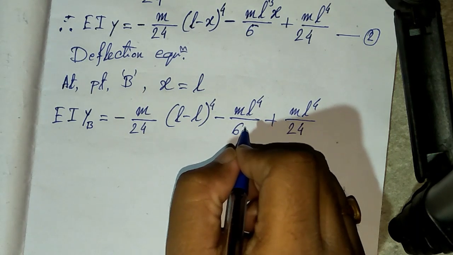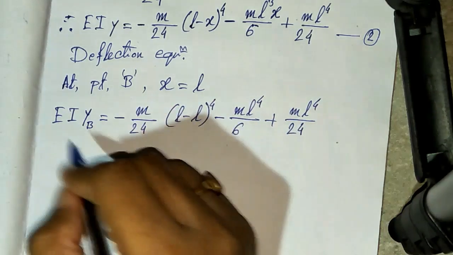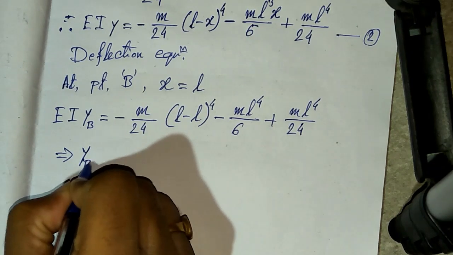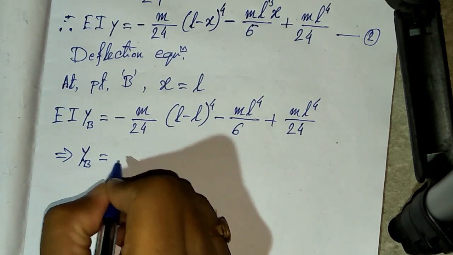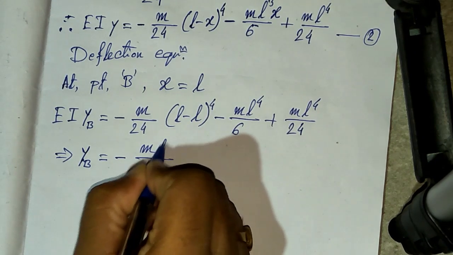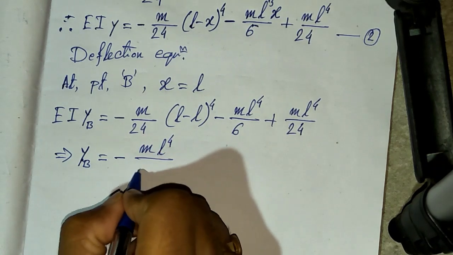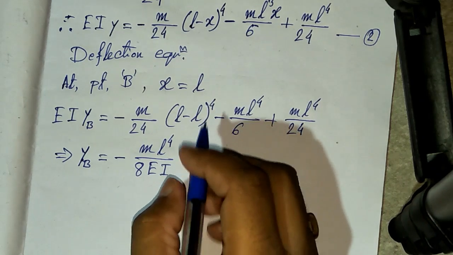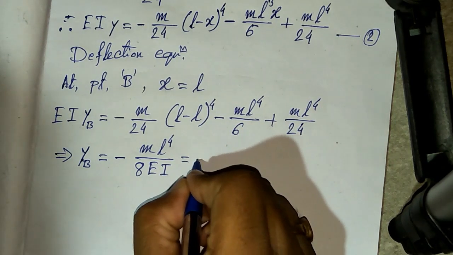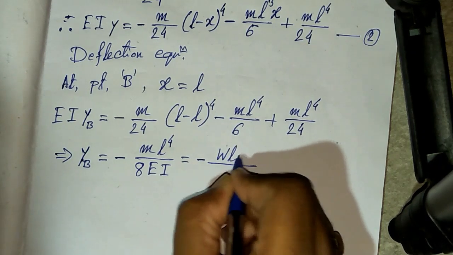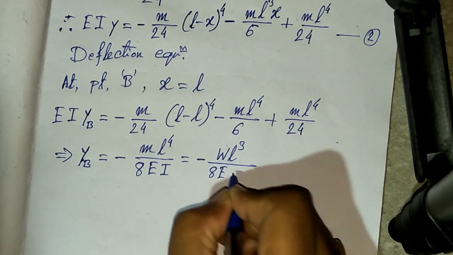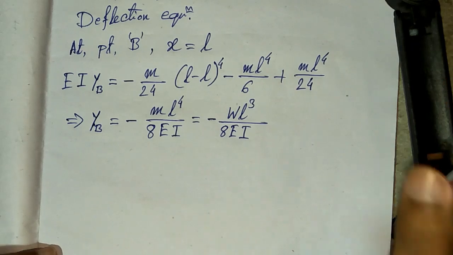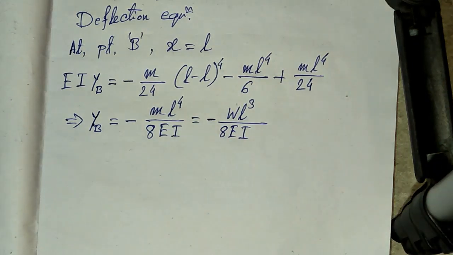By simplifying this equation we get yb equals minus w L to the power 4 by 8 EI, or we can write minus w L cube by 8 EI. Here w is the total load.